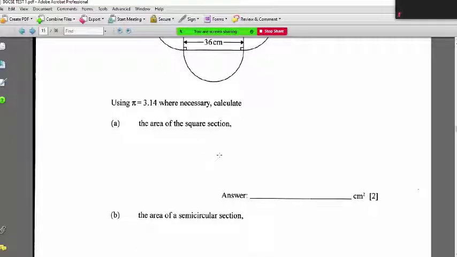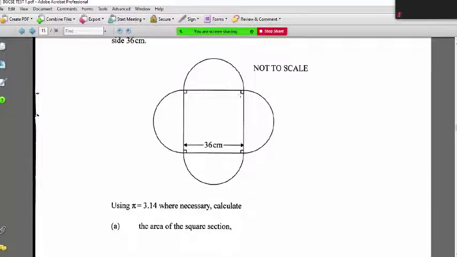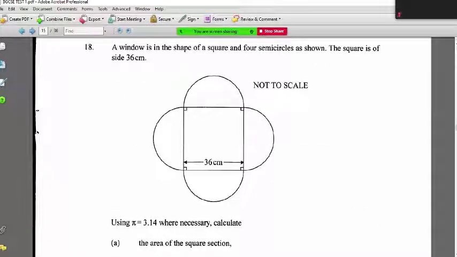Okay, part B. The area of the semicircle section. This is one semicircle section. How many of these semicircle sections do we have? 1, 2, 3, 4. So I'm thinking that's what they want: the total area of the semicircle sections, which is these 4 sections here.